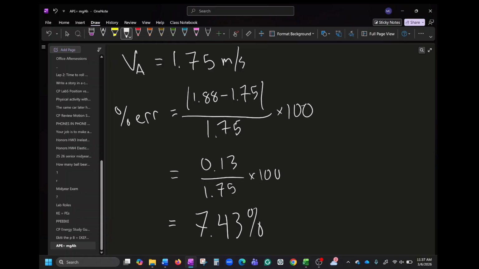And that's pretty good. If that was a real piece of data that you took, 7.43% would be very good. For this type of experiment where we're trying to figure out the height via a slow motion video taken with a phone camera on a meter stick where you might not be able to even see the millimeters, this isn't bad.